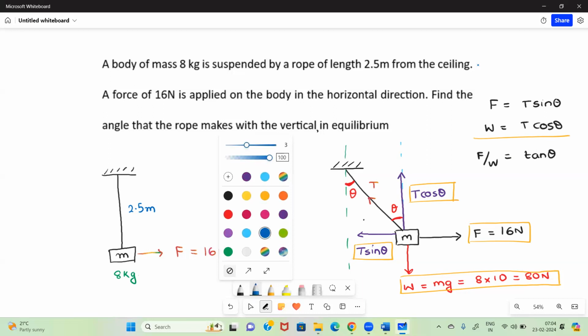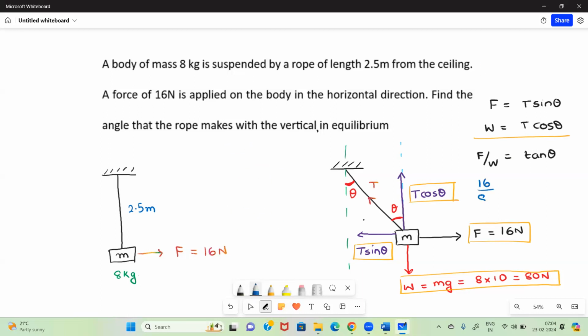What is F? 16 Newton. W is 18 Newton. That is equal to tan theta. 16 divided by 80 is 1 upon 5. That is 0.2. So tan theta is equal to 0.2. Therefore, theta is equal to tan inverse of 0.2. So that is the angle that this rope makes with the vertical at equilibrium. I hope it is clearly understood, students.